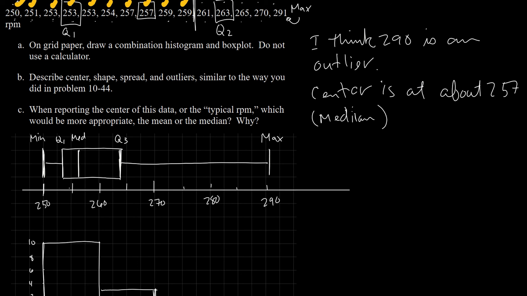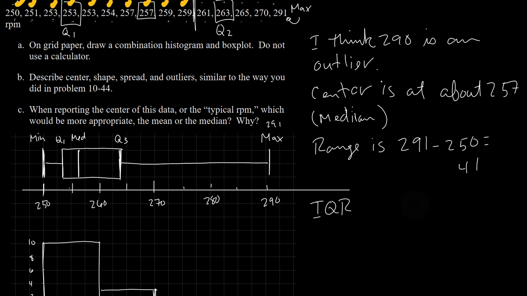What else we got? Spread. So I could say the range, because this is actually a 291. The range is what, 41. It's 291 minus 250, which is about 41. And then the interquartile range, which I can also use to describe the spread of the data.